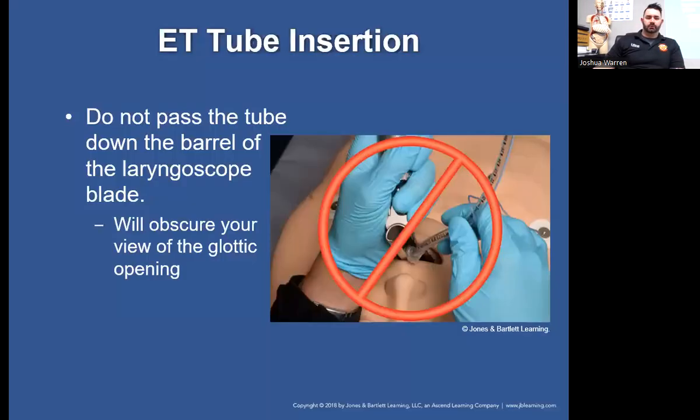So, no. Do not pass the tube down the barrel of the laryngoscope blade. This is not a guide. It will obscure your view and could actually put you into what? The guts. It'll put you in the guts. I just ate. Disgusting. So the blade's not designed for that. What is this thing meant to do? It is a laryngoscope, larynx scope. So it's meant to just view the glottic opening.